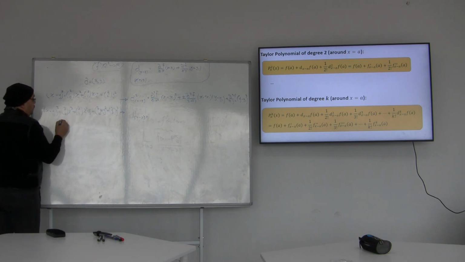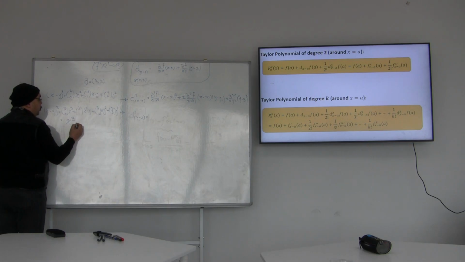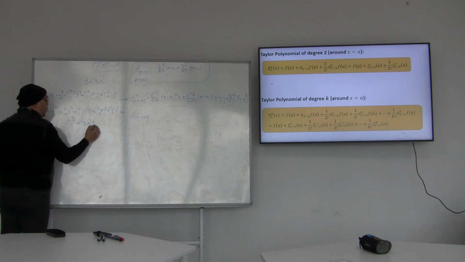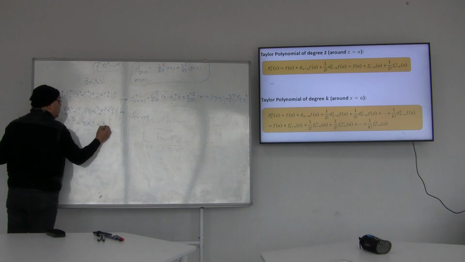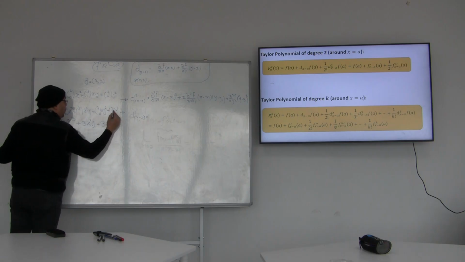This means the combination 3 and 0 is going to be 1, so this term is going to be x cubed. For that term, we will have just 3, x squared and y. For that term, it's going to be 3xy squared, and for the last term, it's going to be y cubed.